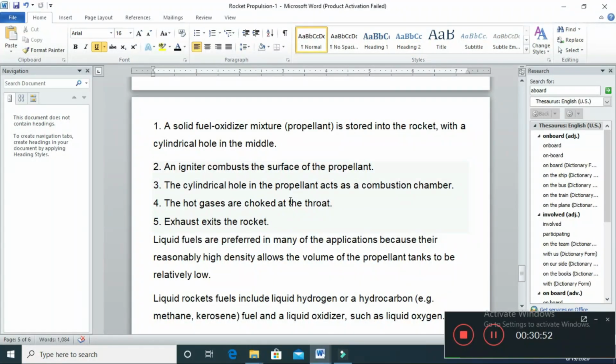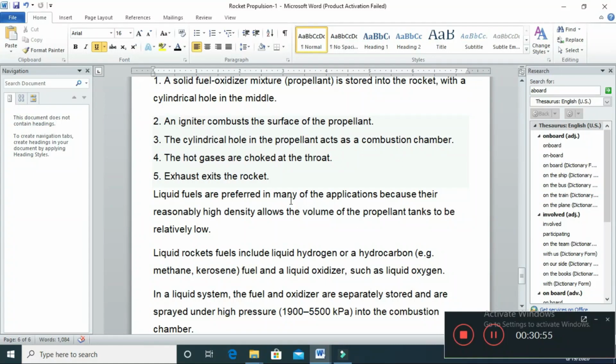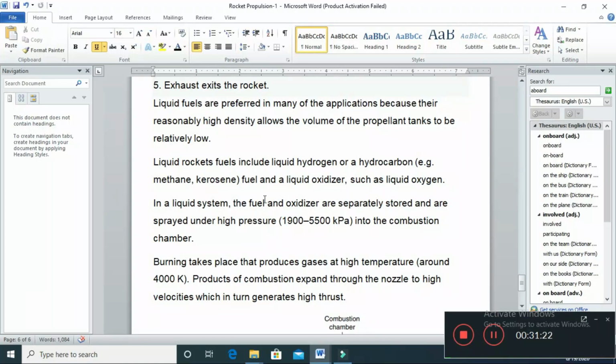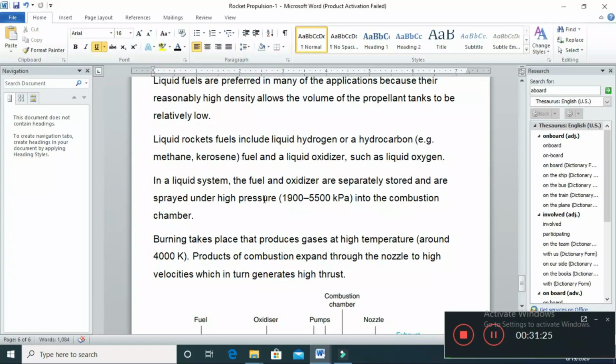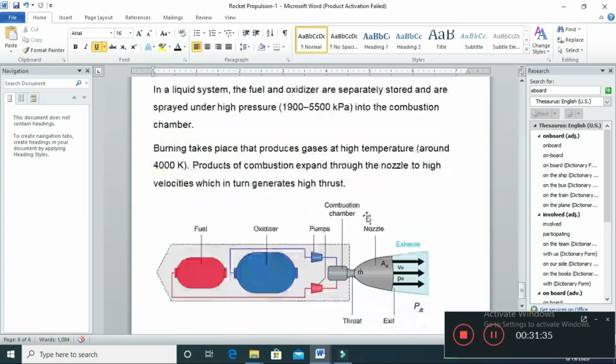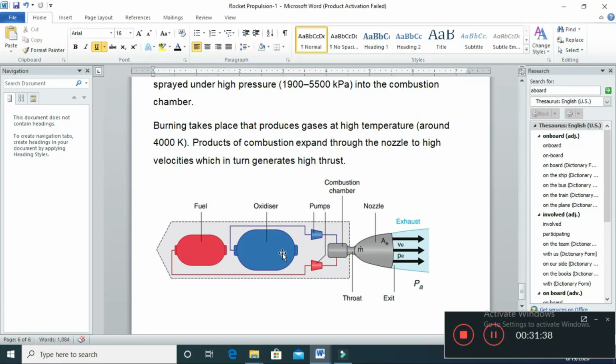Liquid fuels are preferred in many applications. The reason is that the density is high. The solid fuel is in grain form, and due to this granular shape, the overall density of the fuel is decreased. In comparison, liquid fuels have greater density. Liquid rocket fuels require liquid hydrogen or hydrocarbon. These are fuels, and a liquid oxidizer, which is liquid oxygen. So this is the fuel and this is the oxidizer.